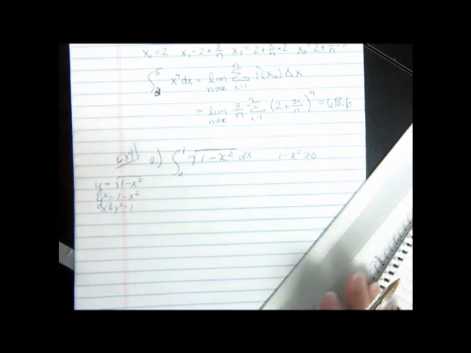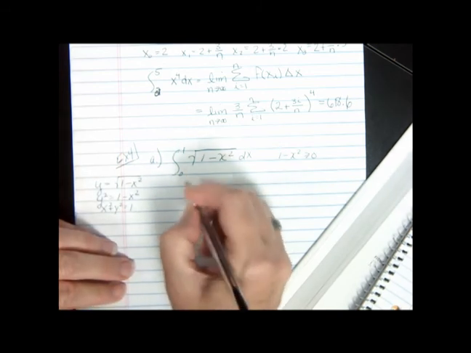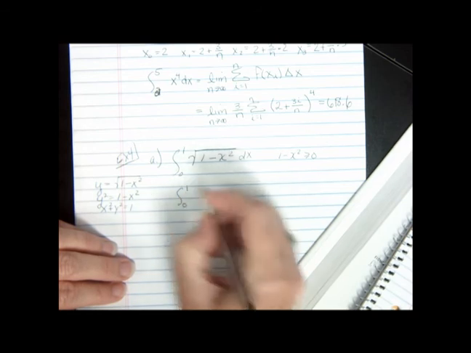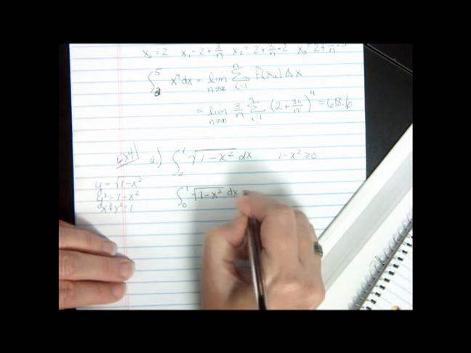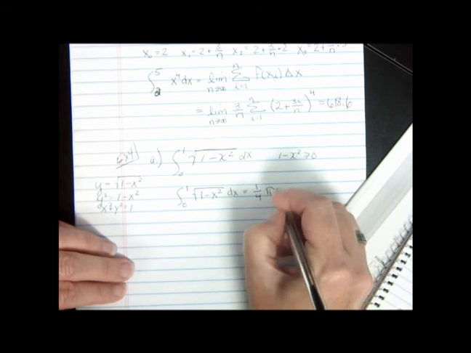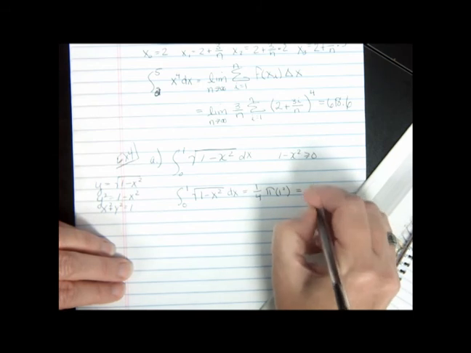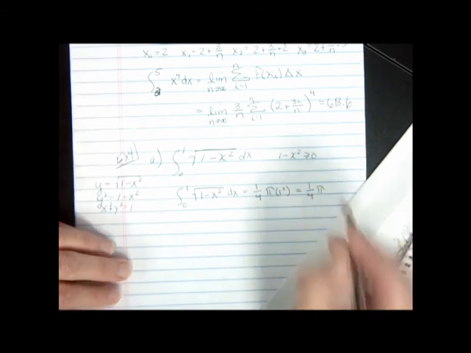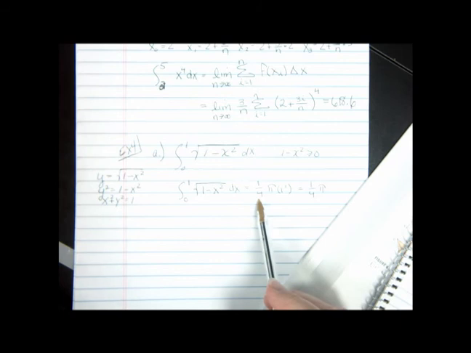All right, so let's take a look at this. The integral from 0 to 1 of the square root of 1 minus x squared dx is actually going to be 1/4 of pi r squared. That's it. I don't have to do anything fancy here because I recognize that it's a circle, and I'm going to take the area of a circle and then take 1/4 of it because it's 1/4 of a circle, and that's all you need to do for that one. Okay.